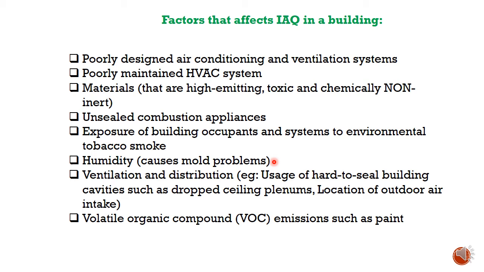All right, so the next one, ventilation and distribution. If you use hard to seal building cavities such as drop ceiling plenums, then you will have bad ventilation, and this will cause you bad IAQ. And the last one you already discussed, VOC, volatile organic compound emission.